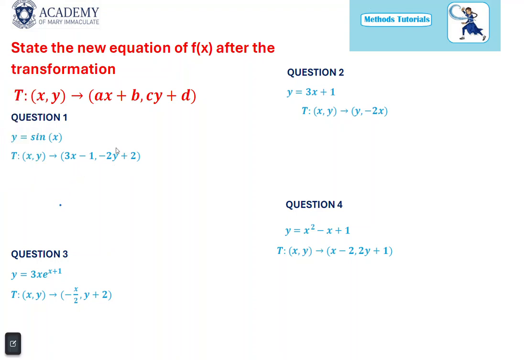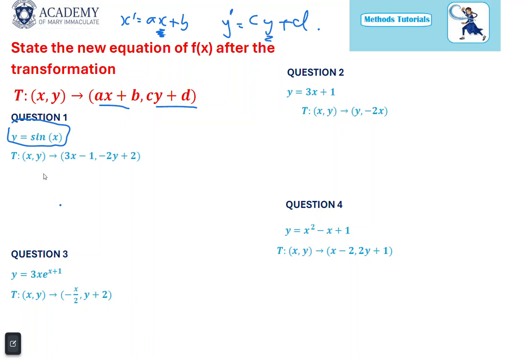Okay, so in mapping notation, this is my new x. So I could say that x dash equals ax plus b, and y dash equals the new y, cy plus d. Since this equation is in terms of x and y, I could rearrange this for x and then substitute wherever x is, and rearrange this for y.